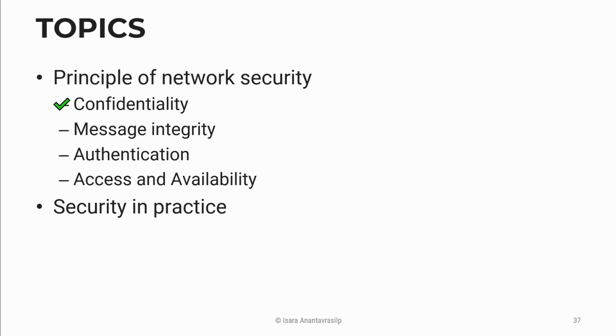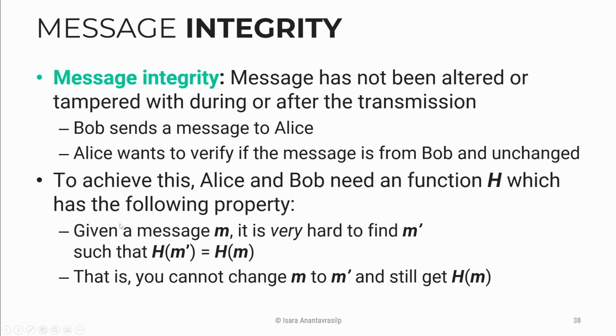Now, we are going to discuss the next topic, which is message integrity. Message integrity means the message has not been altered or tampered with by anyone during the transmission or even after transmission. And if it has been tampered with or changed, the receiver is supposed to be able to detect or notice that, hey, somebody has changed it somewhere.